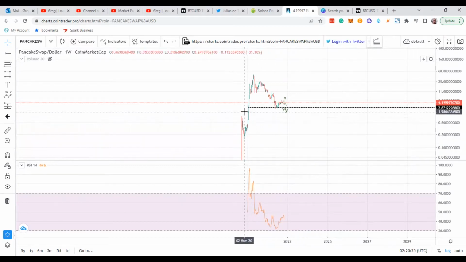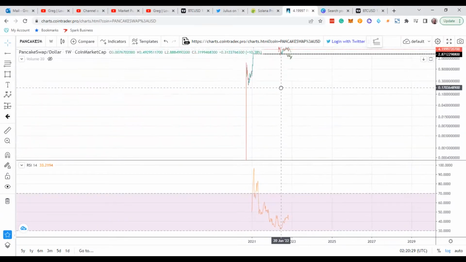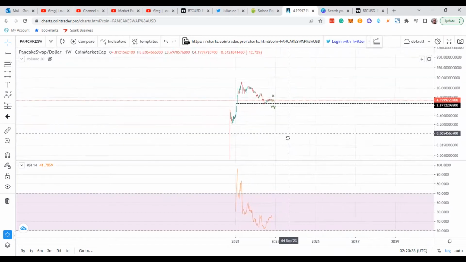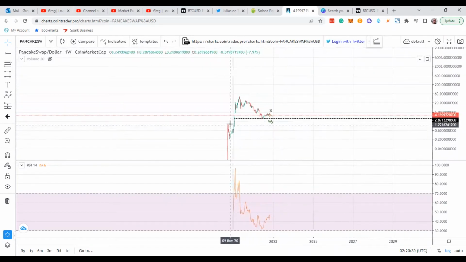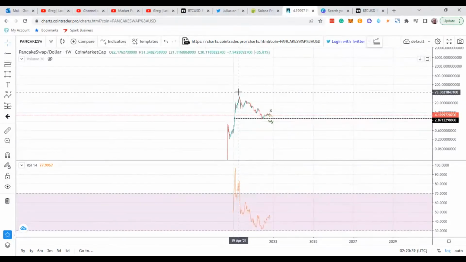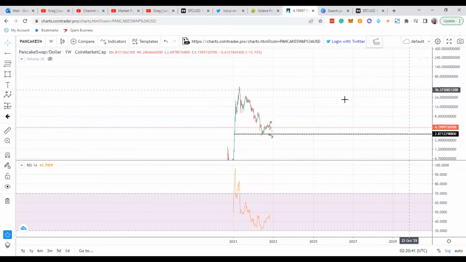So Pancake Swap right here went into a massive move. I'm not going to count that wick. It would have been awfully nice to be involved in that wick right there. But you've got a move right here, your divergence. So that's your impulse, and it corrected over here.